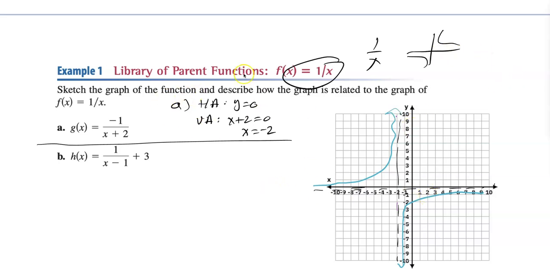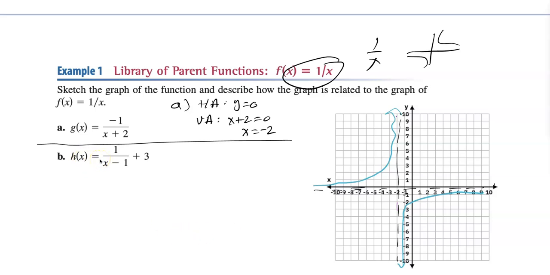So you could do it the proper way. You can also do this the way we know. Oh, it's a parent function. We're going to move our graph left 2, and then we're going to flip it. Look what happened. Move it left 2, and then we flipped it. So it works both ways. Right? So the same thing happened here.